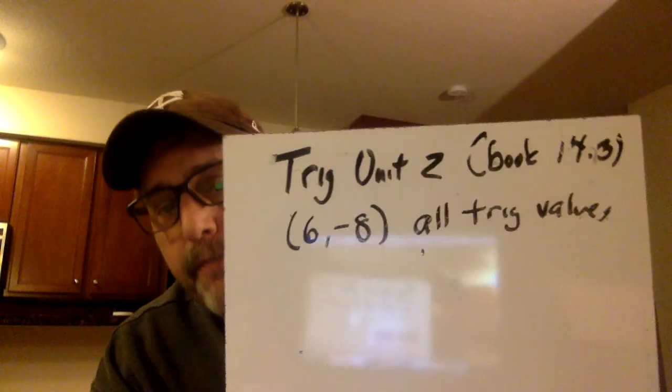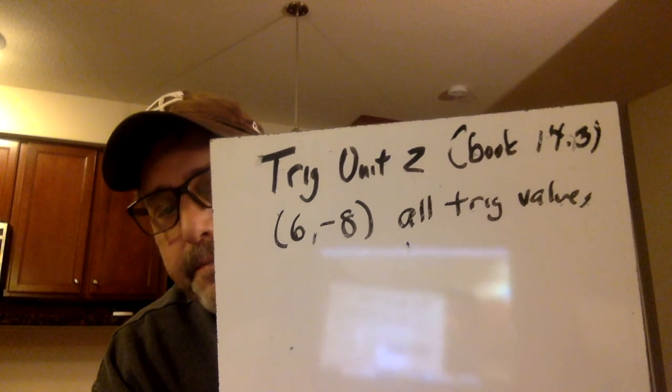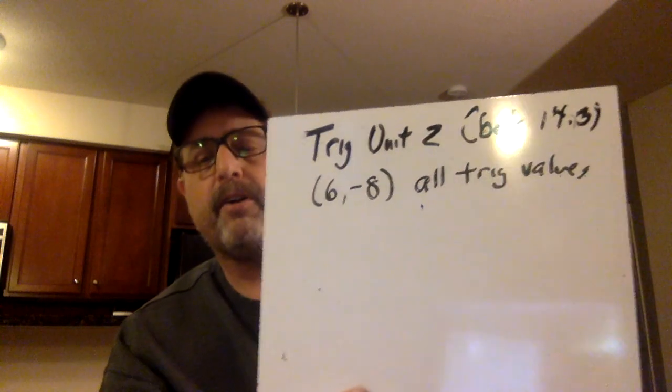We are in Unit 2, Book References 14.3. We want to find all the trig values of 6, -8. And here's what I mean by that. I'm going to go over 6, down 8, over 6, down 8.